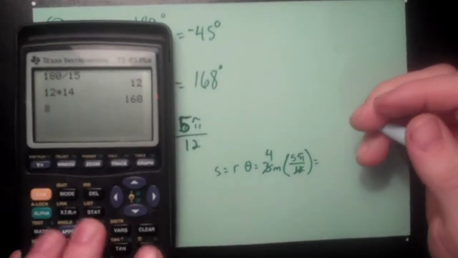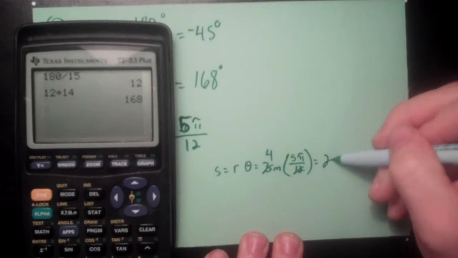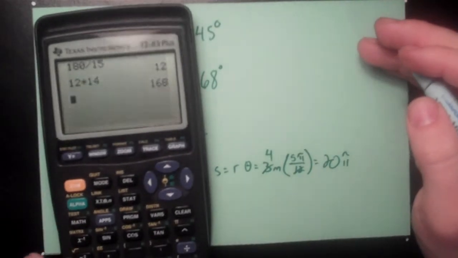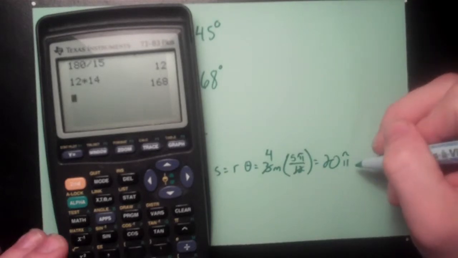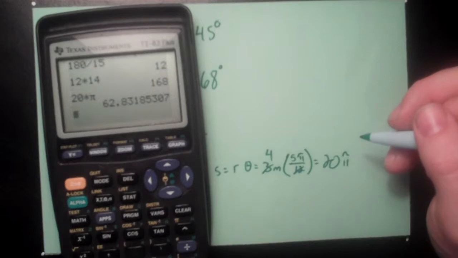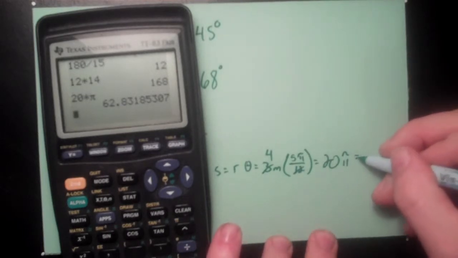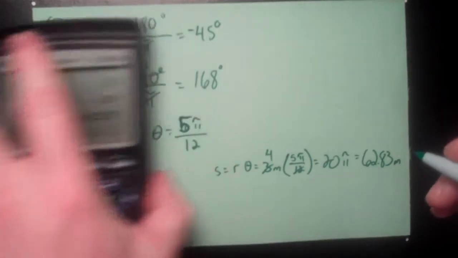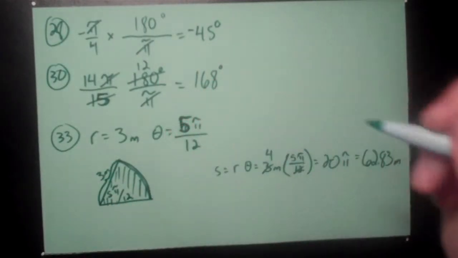Or if you don't want to, that's fine too. This is 20 pi. It's going to be something around 60, a little bit more than 60. It's 20 times something like 3.14. 20 times pi is 62.83. 62.83 meters. That's how long this arc is.